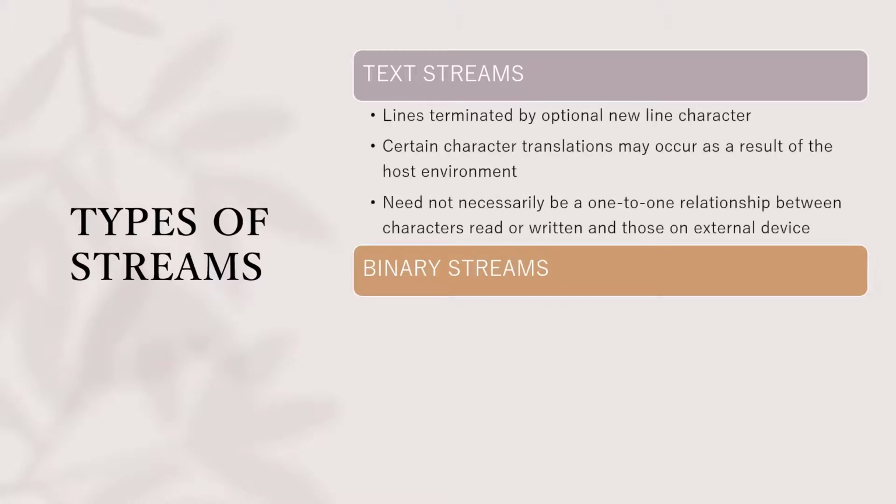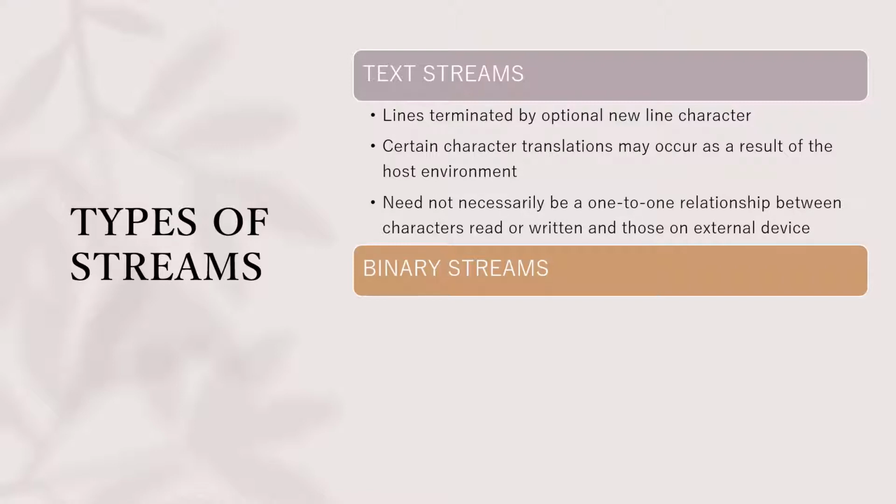Looking at the characteristics of each, text streams will have lines terminated by an optional new line character. Certain character translations may occur as a result of the host environment. These would include, for example, maybe a \n or what is called a single line feed, or a new line character being translated to a combination of carriage return plus line feed when writing to disk, and then when reading from disk, the opposite will occur.